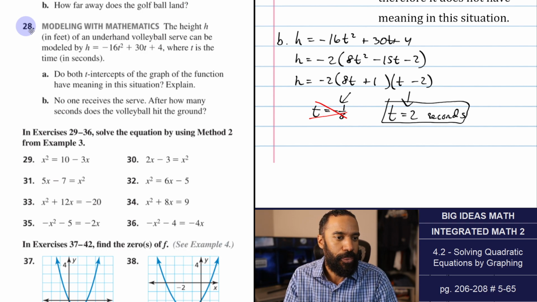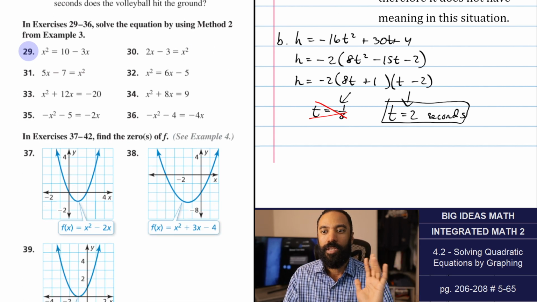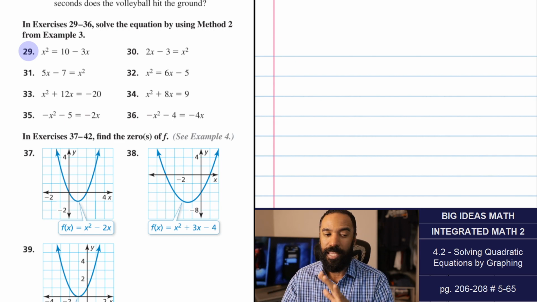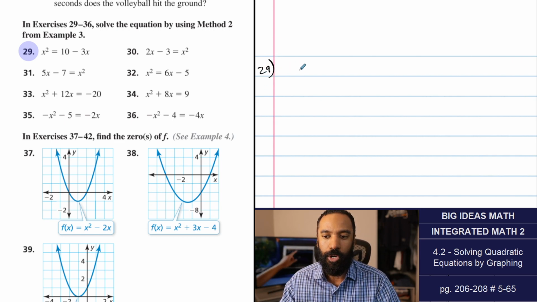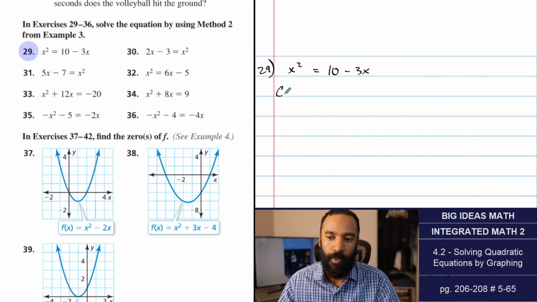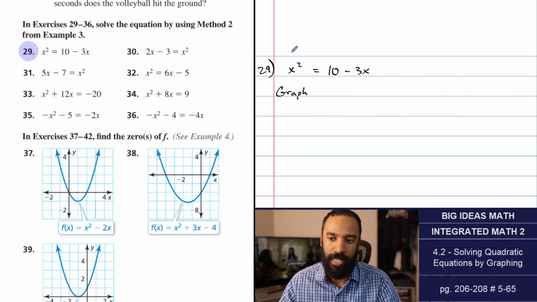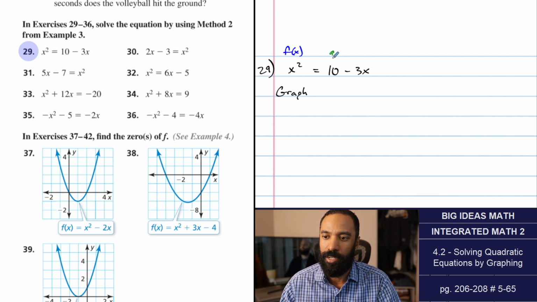All right, numbers 29 to 36. We are going to solve the equation by method. Okay, here's that method 2 thing. Using method 2 from example 3. So method 2 is all about not setting it equal to 0, but instead graphing each side as if they were their own little graphs. So 10 minus 3x. So we're going to graph two different equations here. They're y equals this and y equals that. I'm going to call them instead f of x and g of x here.